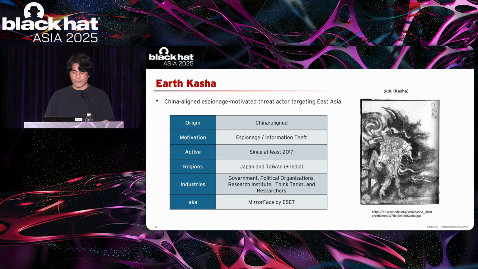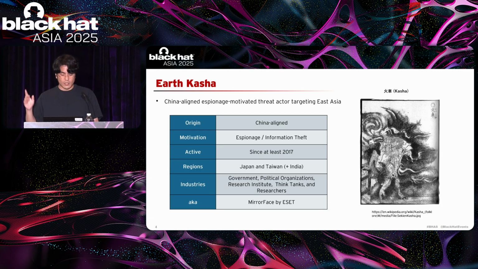We believe Earth Kasha has been conducting the campaign that I'm going to describe. Earth Kasha is the name of a China-aligned, espionage-motivated threat actor targeting East Asia since 2017, at least. They are targeting governments, political organizations, research institutes, think tanks, and researchers in Japan and Taiwan. But we have observed a small number of victims in India as well.